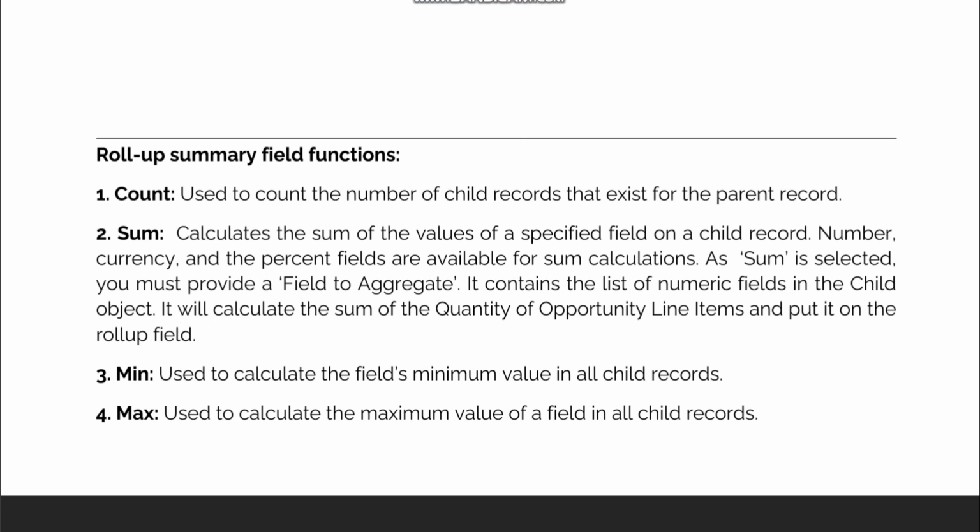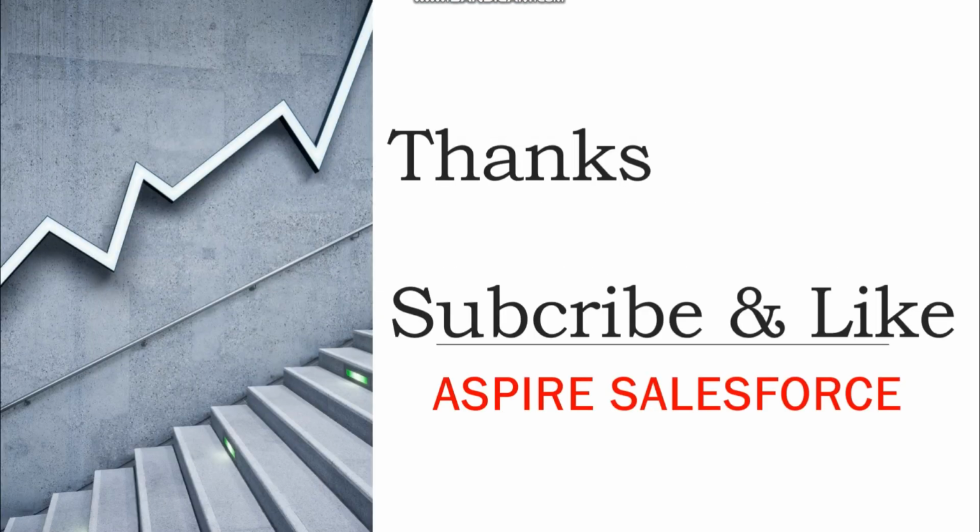Now the next function is min. Min is used to calculate the field's minimum value in all the child records. So if we are applying the minimum function, it will calculate the minimum value for all the child records and its fields. Maximum works the same way; it is used to calculate the maximum value of a field in all the child records.